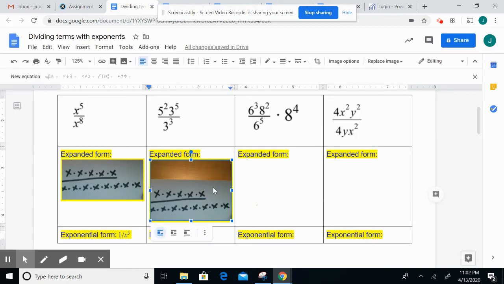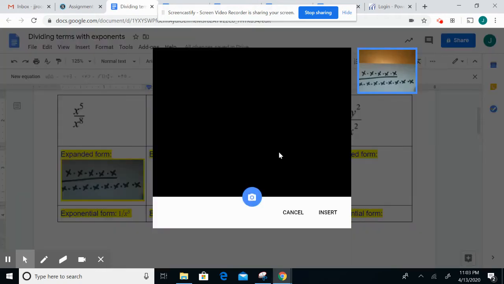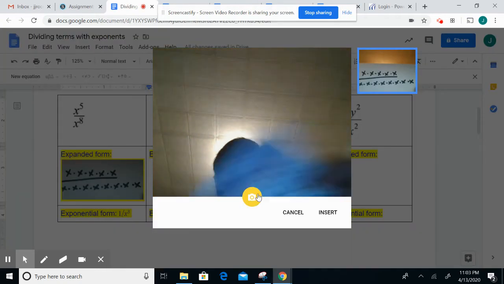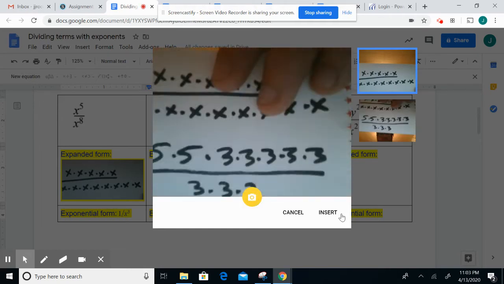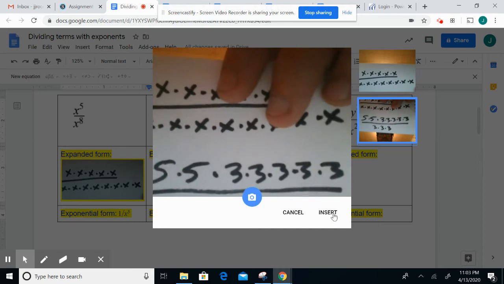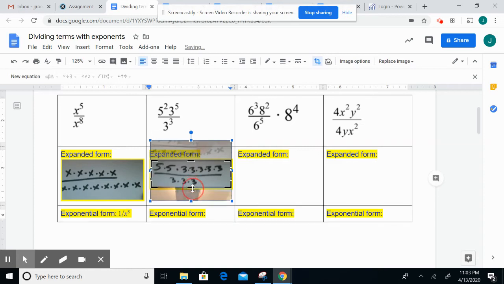Oops. Didn't take the picture, my bad. Make sure you insert the correct picture. I'm going to crop out silliness at myself.